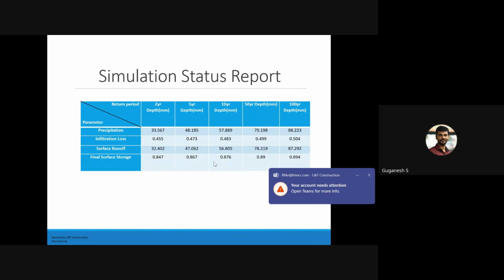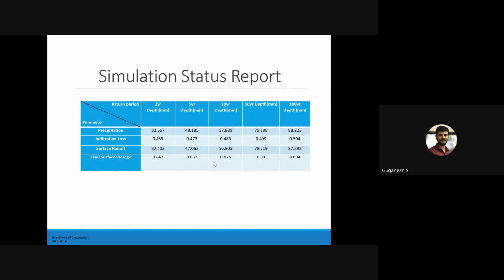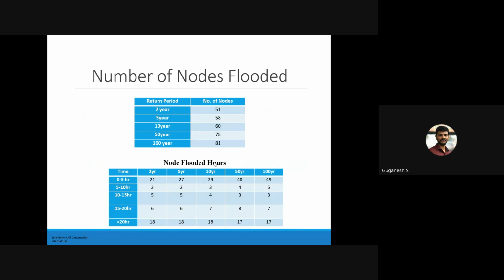So this is the simulation report. For each return period, like 2 years to 100 years, we have estimated the precipitation and infiltration loss, and how much is the surface runoff, etc. So based on the return periods, we simulate how many nodes, where each node represents the vertices of the stormwater drain, get flooded. With that, we have identified this in the SWMM model.